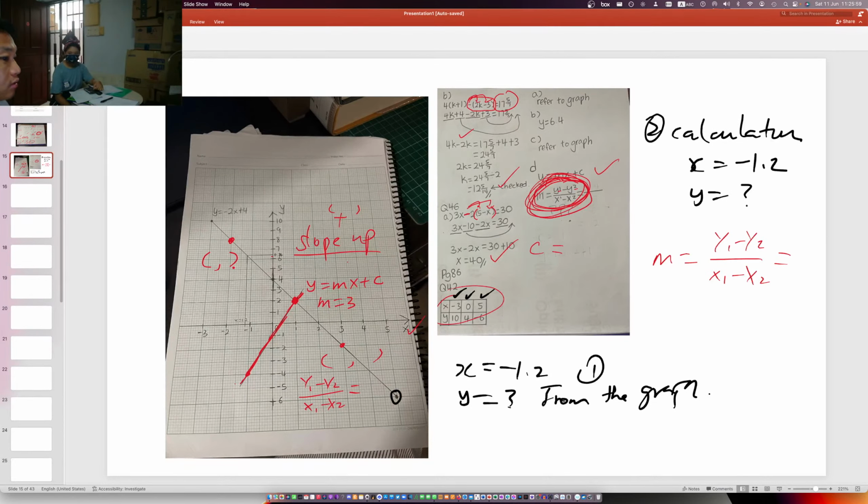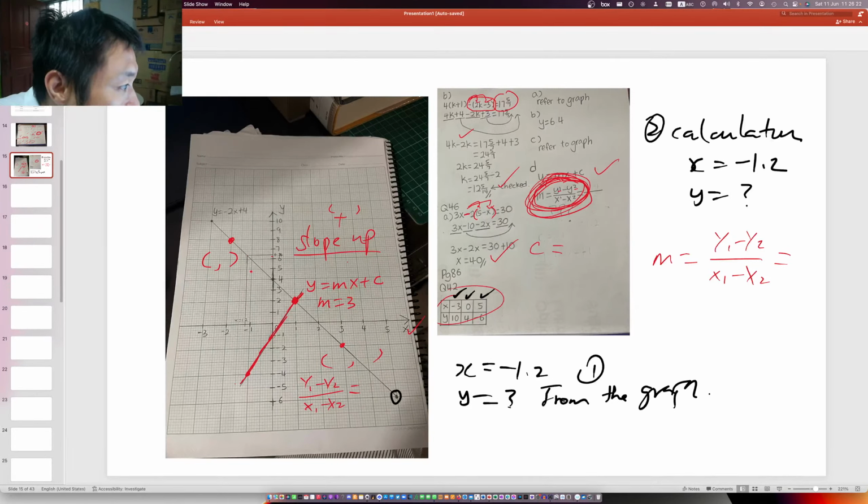Before you get the y1, y2, x1, x2, write these two coordinates down. Once you write it down, you just plug in, right? If you don't write it down, it's just too hard. If I write it down, okay, this point, I'm very focused.